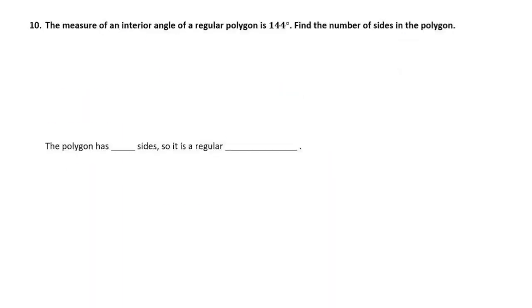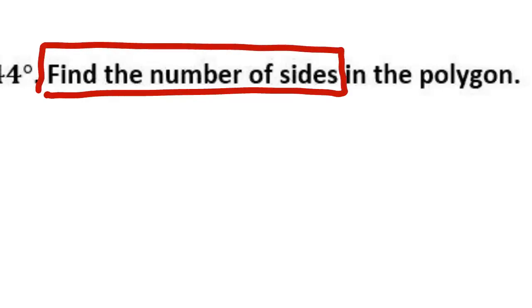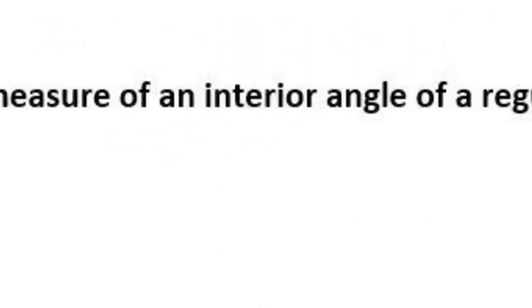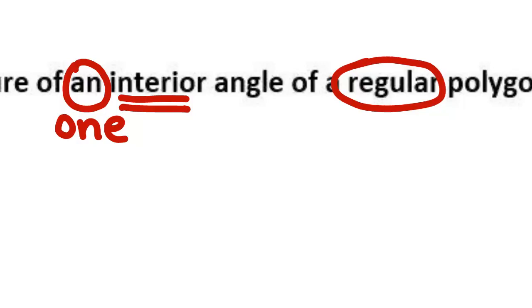All right, let's look at number 10. The measure of an interior angle of a regular polygon is 144 degrees. Find the number of sides in the polygon. When it says find the number of sides, we're going to find n. The measure of an interior angle. How many interior angles? When it says an? 1. 1 interior angle of a regular polygon.